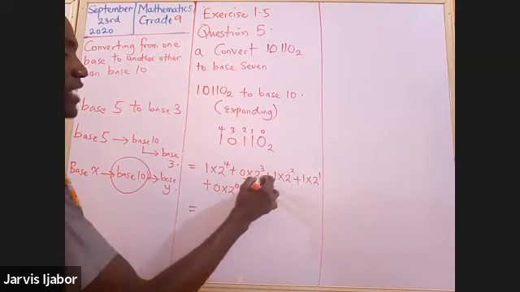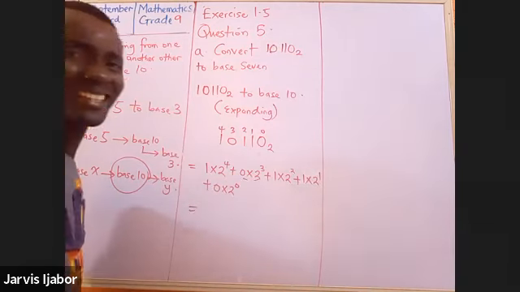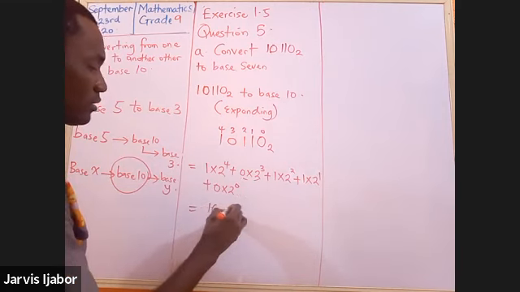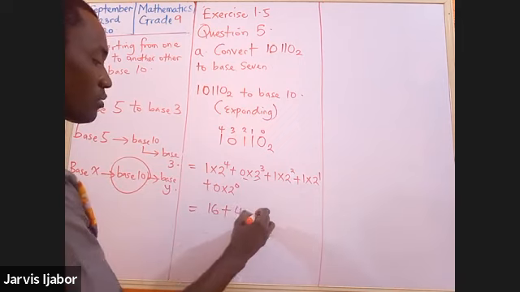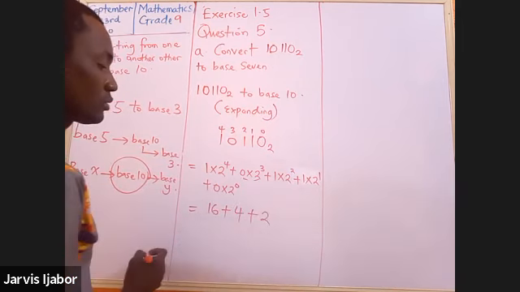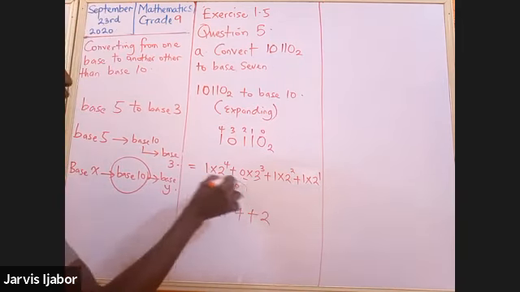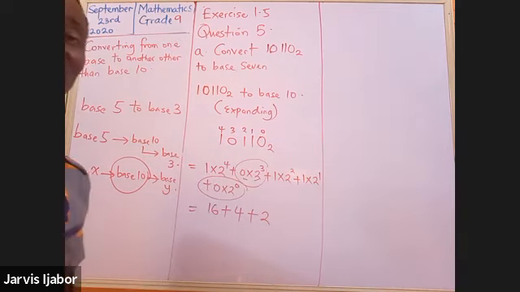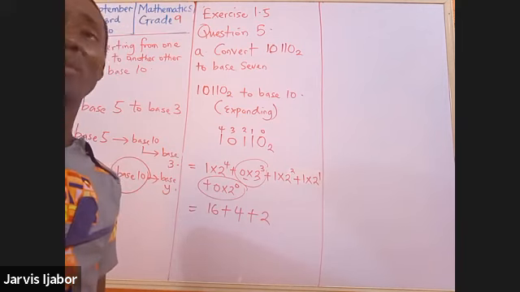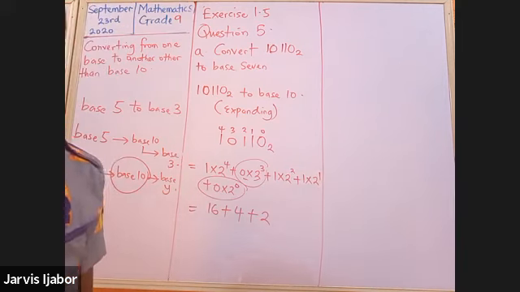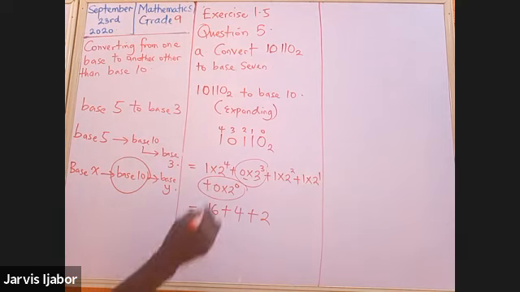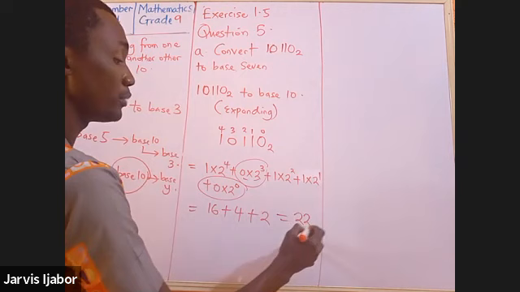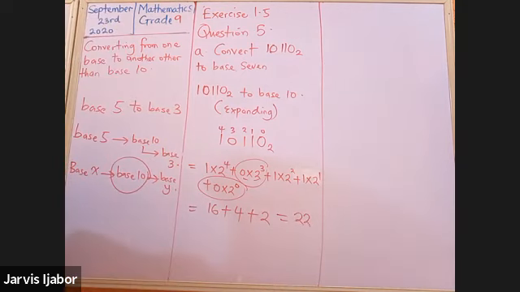Now, these ones are going to be 0. When 0 multiplies 0, you get 0. So don't waste your time writing them. This will now be what? 16 plus 4 plus 2. These ones will give you 0. Because we know by mathematics that when 0 multiplies any number, that number automatically becomes what? 0. So we don't need to waste our time on those ones. And when we add all of this, we're going to get 22 base 10.